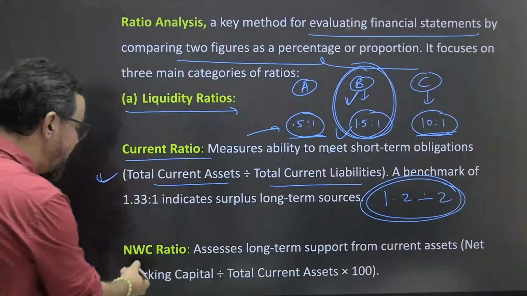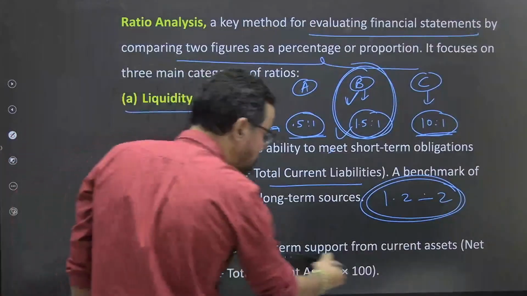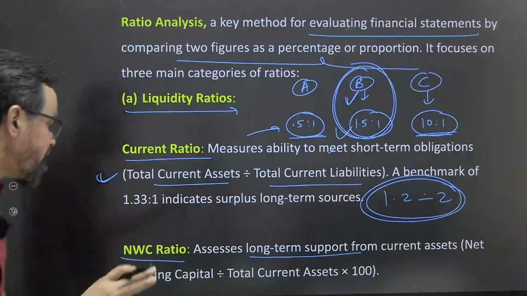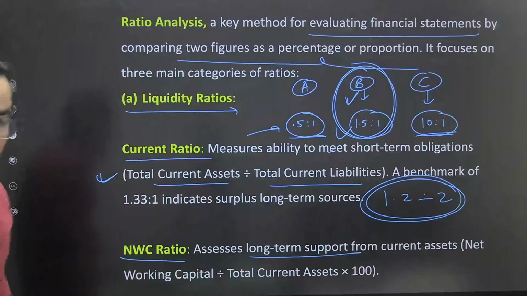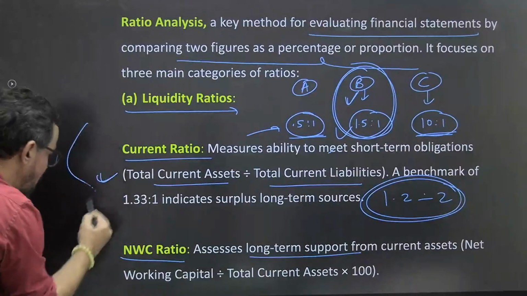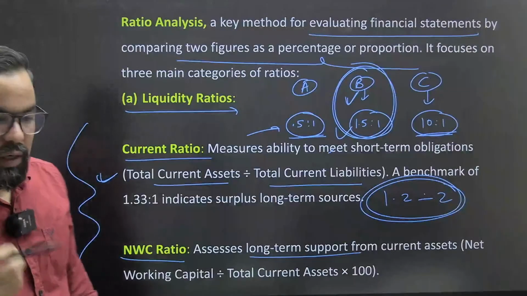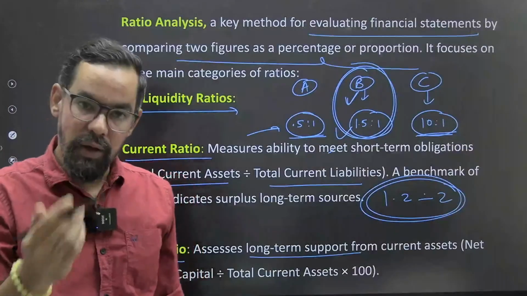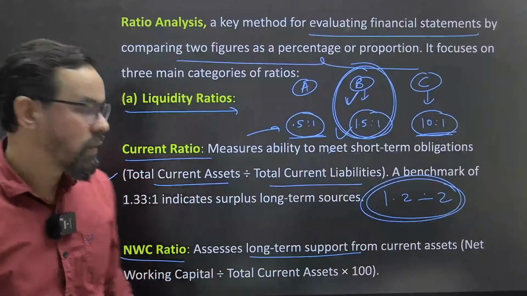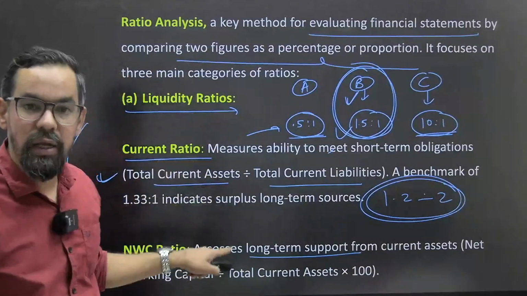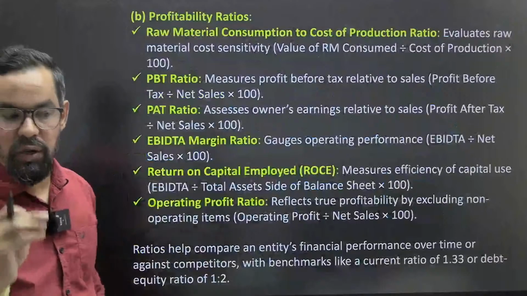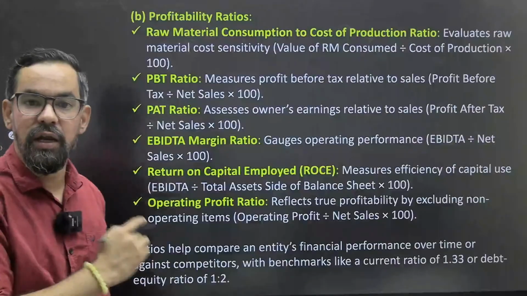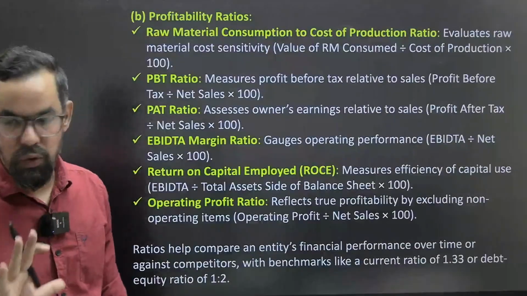We have the net working capital ratio, the long term support from the current assets. So working capital divided by total current assets into 100. This is the formula. You just have to remember these particular formulas. I'll be coming up with another session based on practice. One practice session I have already done. Now in another practice session I'll add, we will be practicing numericals around these areas. For sure, each and every single ratio which is given in your book, I'm going to cover.